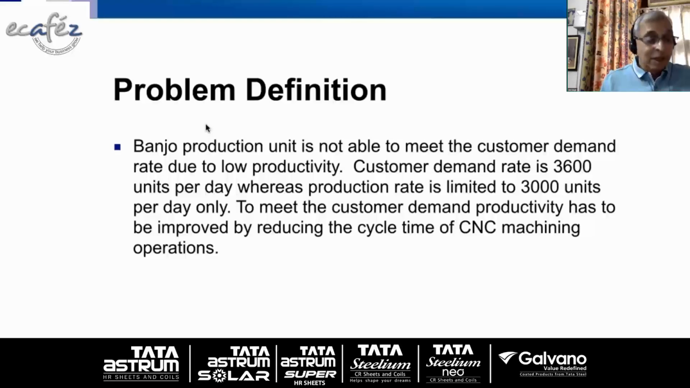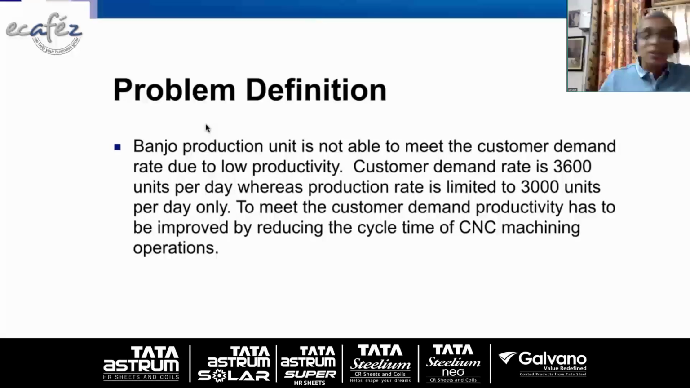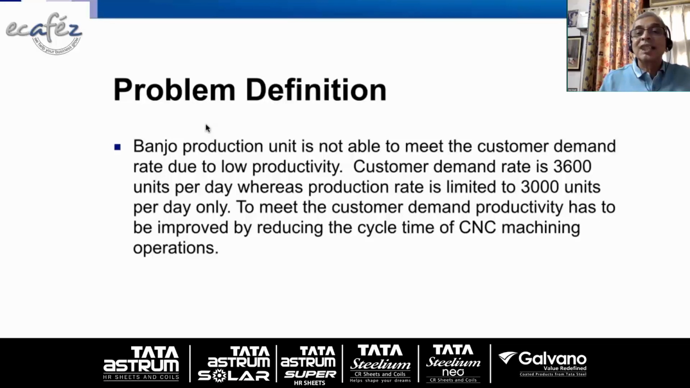After that, a problem definition was made. It should be made in such a way that all members can understand the problem in the same common language. So what was the problem definition? The Banjo production unit is not able to meet the customer demand due to low productivity. Demand is 3,600, but it is able to produce only 3,000 units.